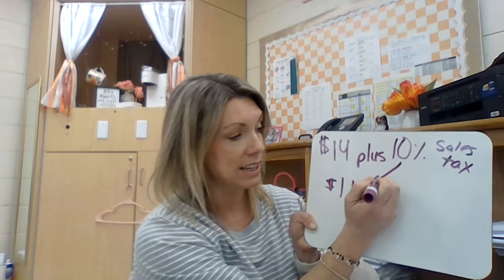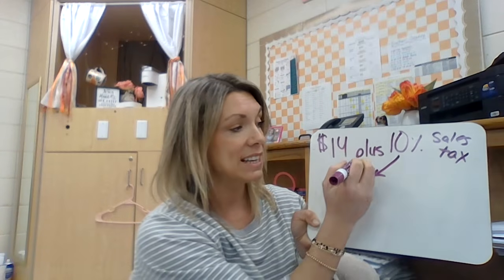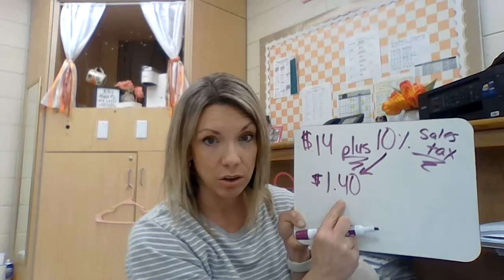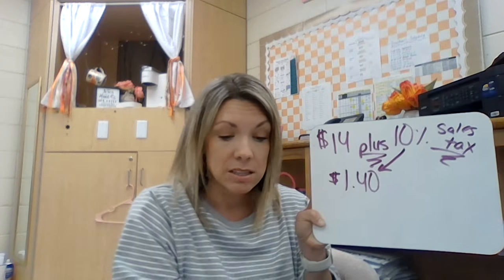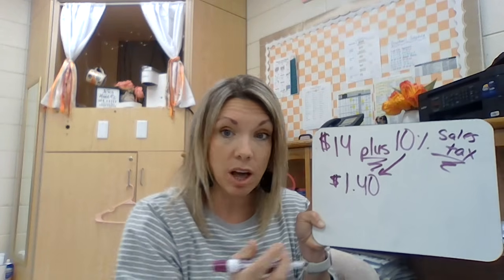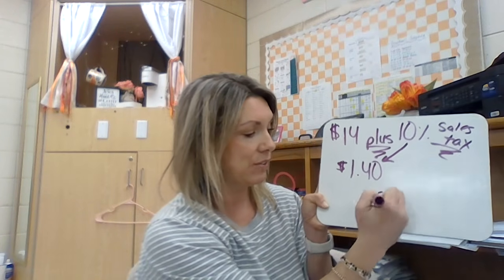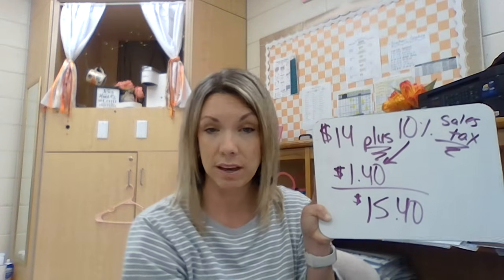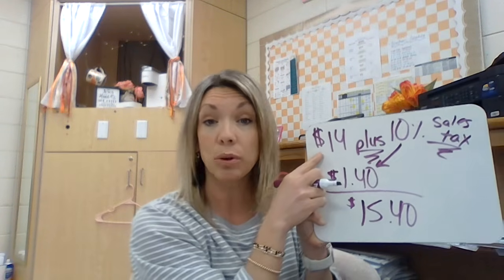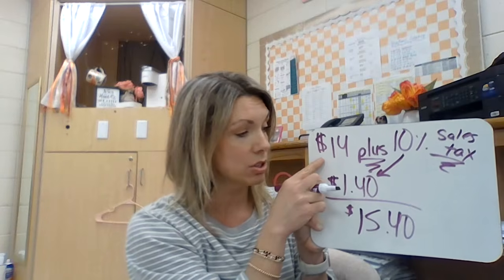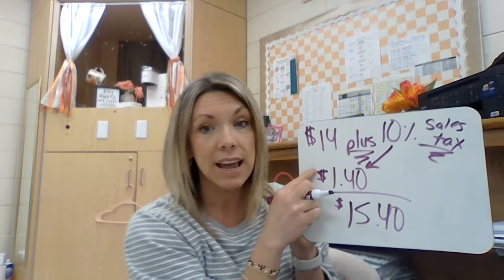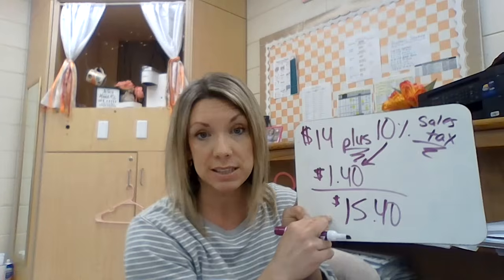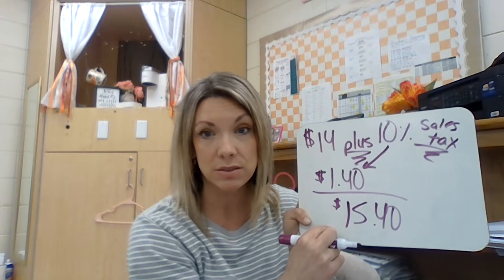So if 10% is $1.40, but it says plus sales tax, are we going to add or subtract that $1.40? We're going to add it. So we've got $14 plus $1.40 is $15.40. That's just like when your parents go to the store and they have to buy things. The original price, the starting price is $14, but then they've got to pay for tax, and so they're not paying $14 when they go up to the register.